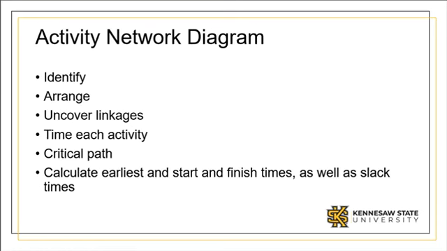A method for activity network diagrams should include identification of activities, arranging activities in sequence, uncovering links to other activities, determining the time for each activity, finding the critical path, calculating the earliest start and finish times for each activity, calculating the latest start and finish times for each activity, and then finally calculating the slack times. Check to confirm your model is grounded in the true state of activity. Now, search for ways to reduce the time required.